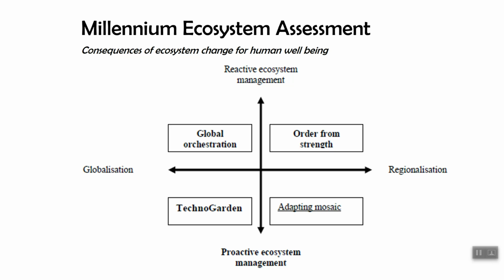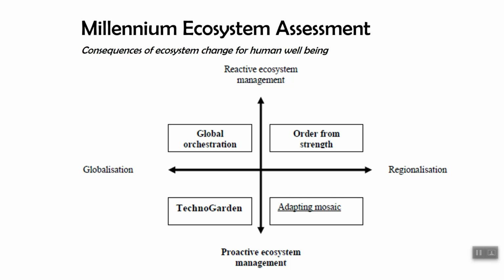In adapting mosaic, at the bottom right, in this scenario, regional watershed scale ecosystems are the focus of political and economic activity. Local institutions are strengthened, and local ecosystem management strategies are common. The societies develop strongly proactive approaches to the management of ecosystems.